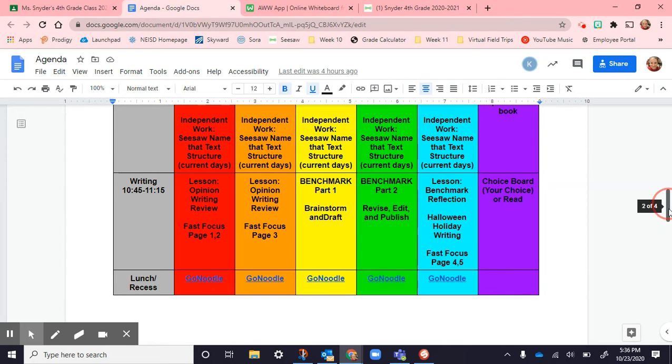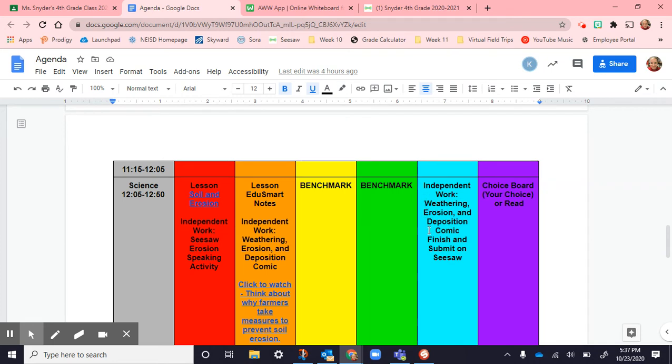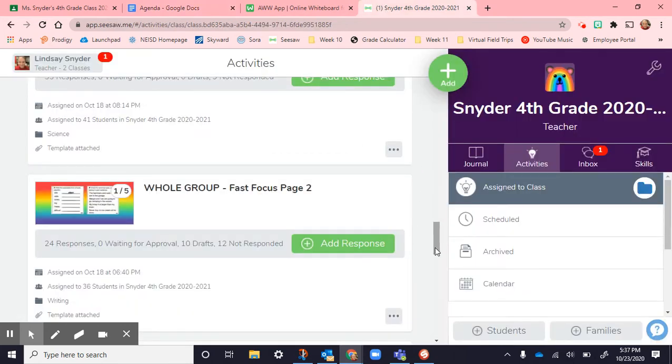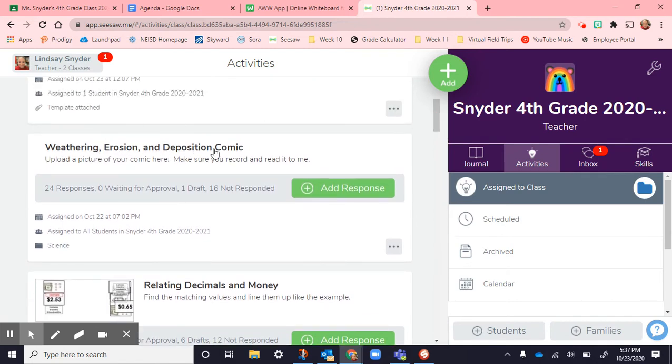Then we went to lunch and recess. Then we came back, and for science today, we reviewed weathering, erosion, and deposition. Students had plenty of time to finish their comic, and so that I could keep them all together, I made an activity for it, weathering, erosion, and deposition comic. So this, you take a picture of your comic and make sure you record and read it to me. If you just take a photo, I can't read, especially with the Chromebooks. They don't take the greatest photos, so it's really, really hard for me to read, and I really want to hear your story. So make sure that you record and read it, and then, of course, I want to see your drawings and all that too.